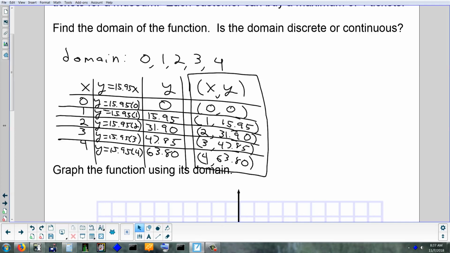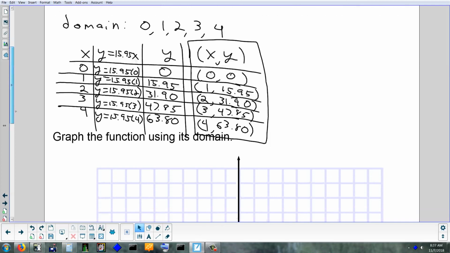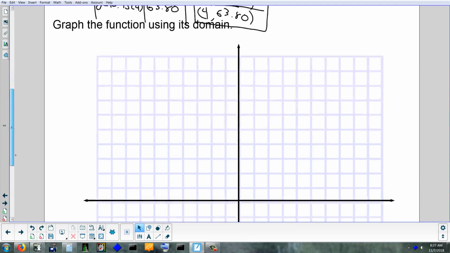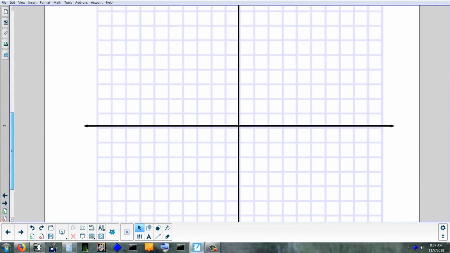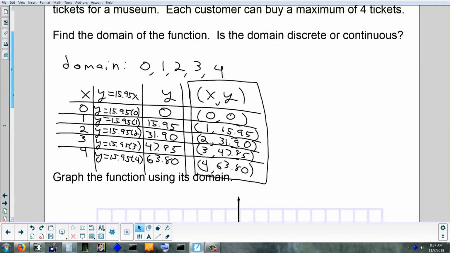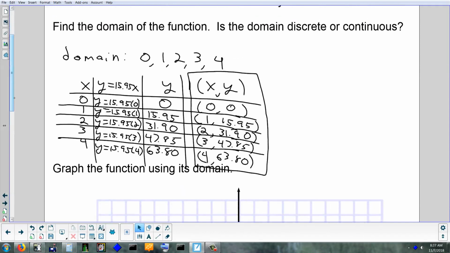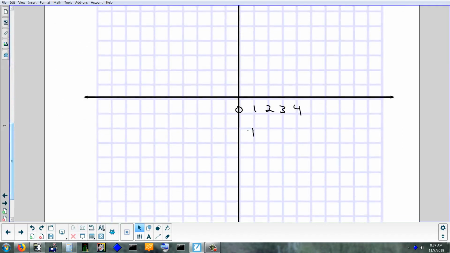Those y values are kind of big, so we're probably not going to want to go by 1s on the y-axis. How about 1s on the x-axis? Yeah, I would say that's okay. So this will be 0, 1, 2, 3, 4. And what is that again? The domain. It's the domain, but what is it in the word problem? Discrete. Obviously it's discrete. So tickets.